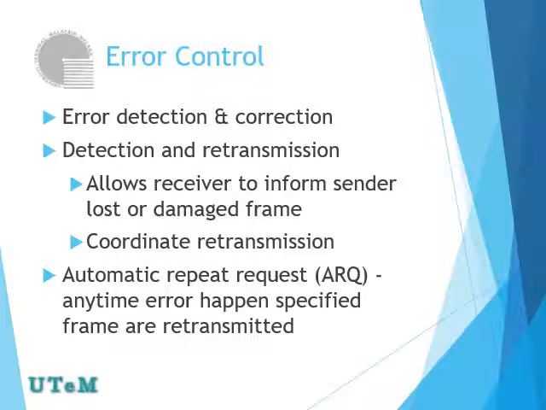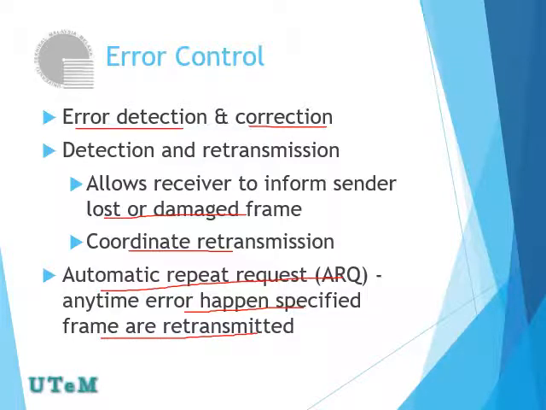Error control. This is the next duty of the data link layer. Error control is used for error detection and correction. The technique is detection and retransmission, which allows the receiver to inform the sender of a lost or damaged frame, and coordinates retransmission by the sender. In error control, we have automatic repeat request, ARQ. Anytime an error happens, the specified frames are retransmitted.